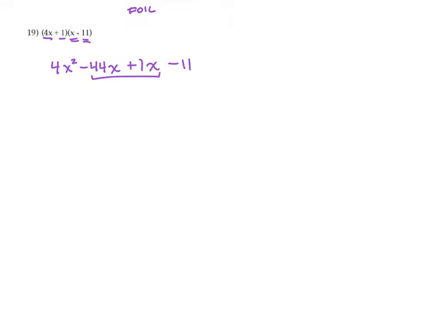Notice that typically when you do these, you can simplify the middle terms. So negative 44 plus 1 would be a negative 43x minus 11. Can't do anything more with that. Because these aren't like terms, I can't add anything else.